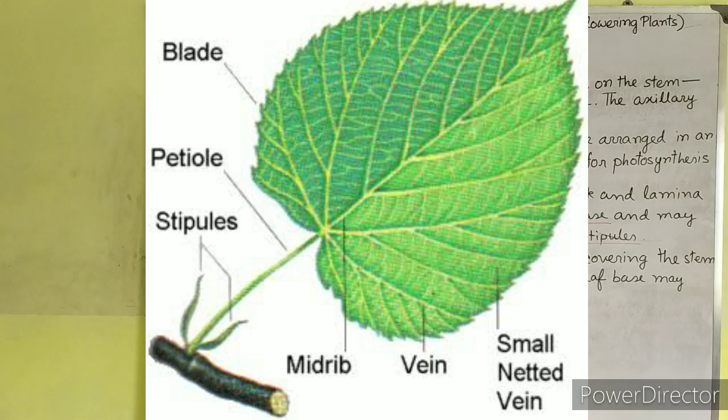Veins provide rigidity to the leaf blade and act as channels of transport for water, minerals and food materials. The shape, margin, apex, surface and extent of incision of lamina, that is the cuts of the leaf blade, vary in different leaves. So students, this is the diagram of the parts of a leaf and these are the labelings which I have explained to you.